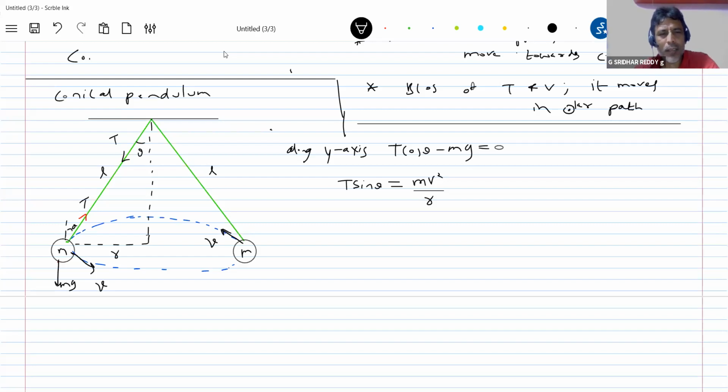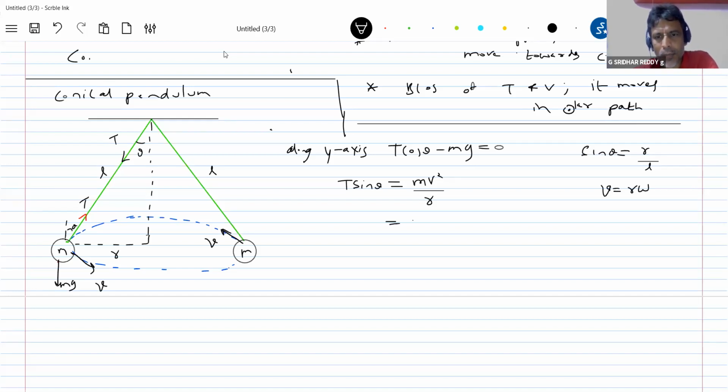Now let's do one thing. What is L and R? So sine theta, some mathematics. Sine theta equal to R by L. We can define this. So let me write. We wanted an expression. Instead of V, can you write it in any other form? V equal to R omega.